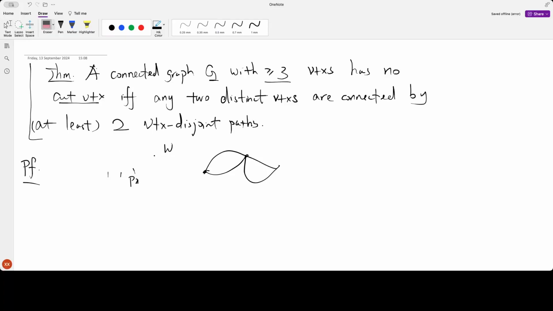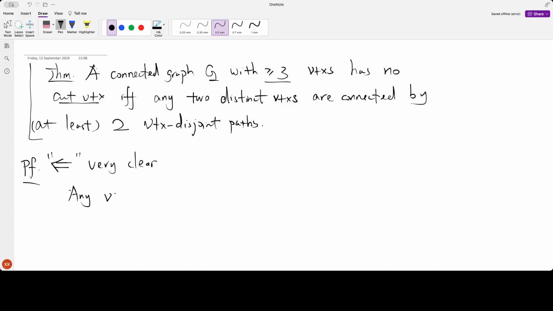Let me prove this theorem. One direction is very easy, pretty clear. So for any vertex v, let's look at the graph minus the vertex.